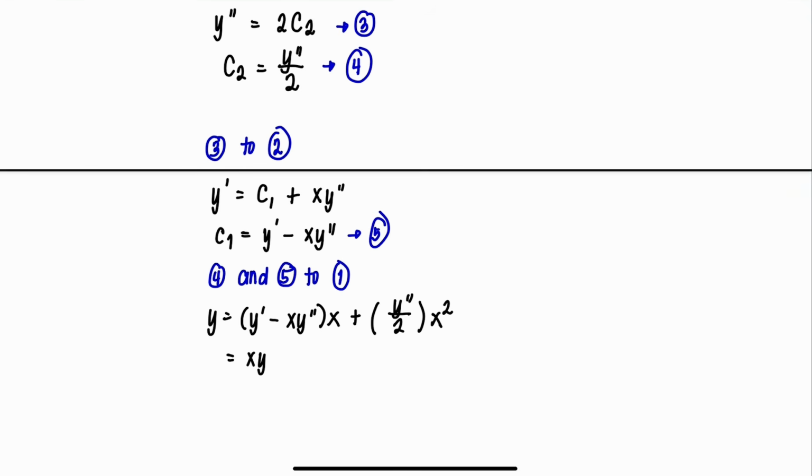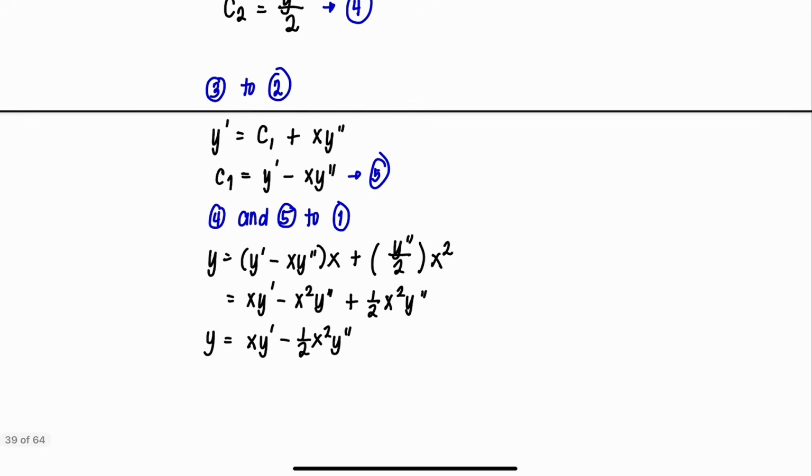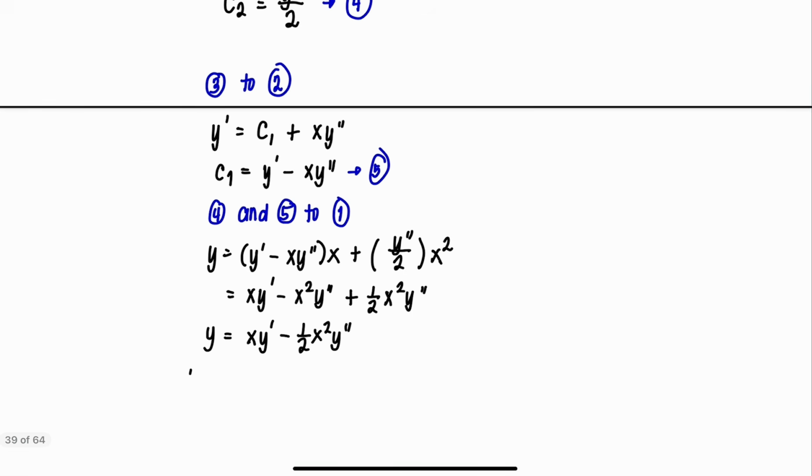So that's x y prime minus x squared y double prime plus 1/2 x squared y double prime. Multiplying this, and these are similar terms, we can combine them. So that's x y prime minus 1/2 x squared y double prime. And so we want to get rid of the fraction, so multiply both sides of the equation by 2. We get 2y equals 2x y prime minus x squared y double prime.